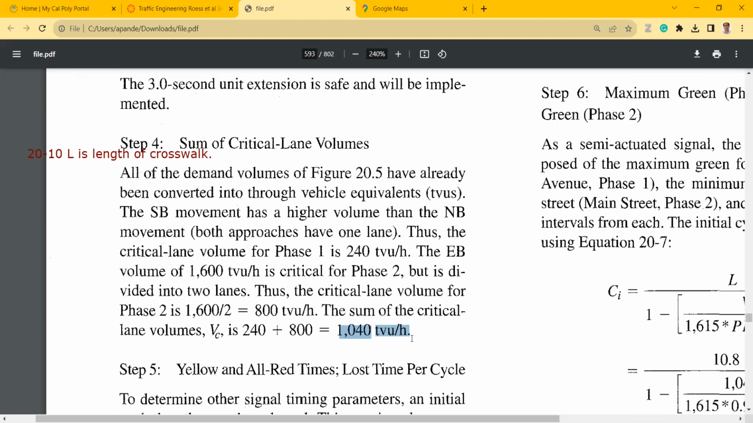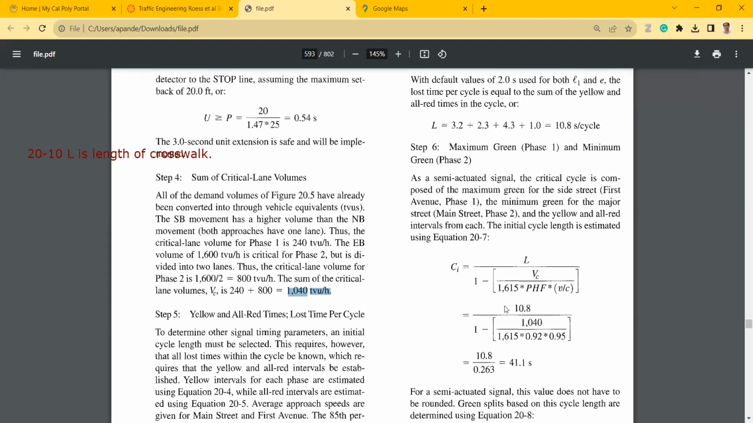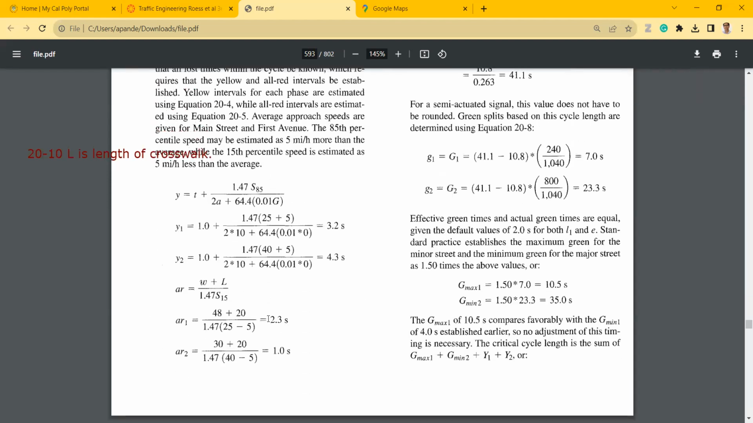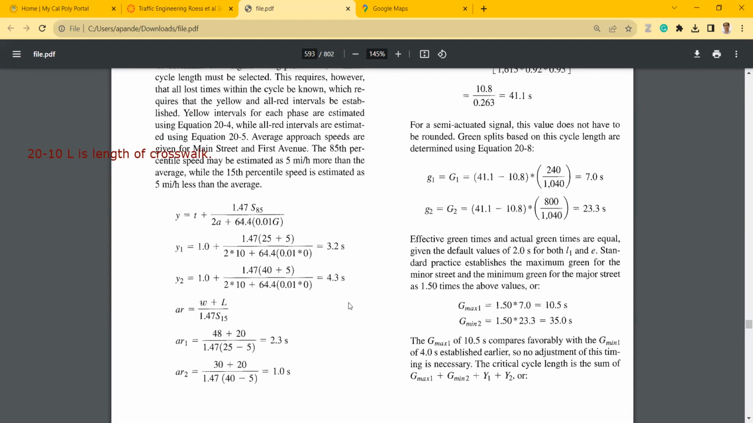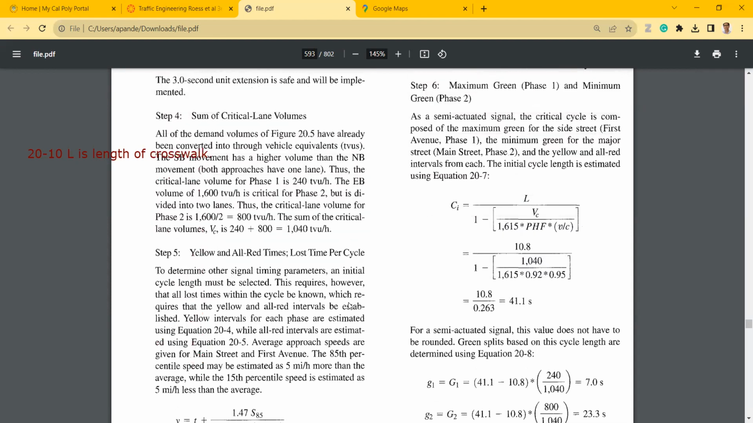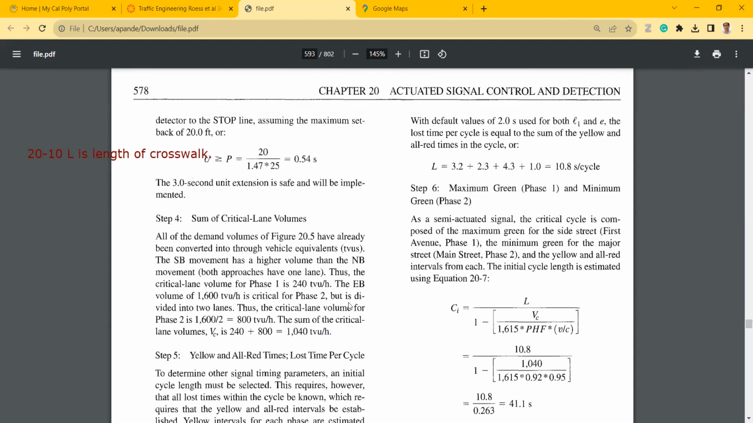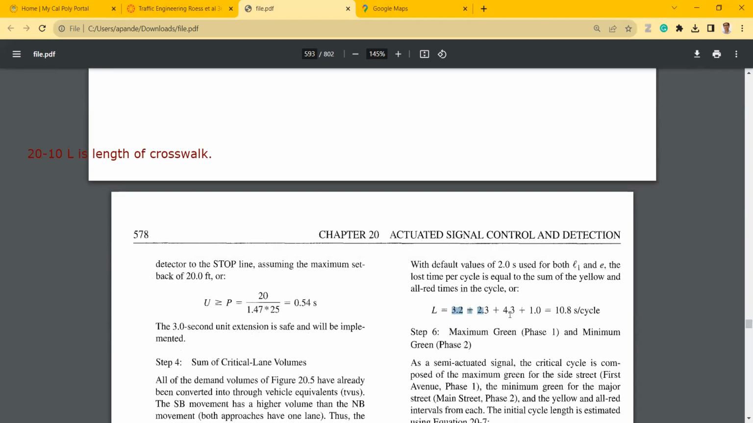Okay. And I could use that 1040 TVUs per hour in this formula if I knew the loss time. My loss time is going to be the sum of yellow and all red intervals for each cycle. Remember we said default values of 2 seconds are used for both L1 and E. The loss time per cycle is equal to the sum of yellow and all red times in the cycle.